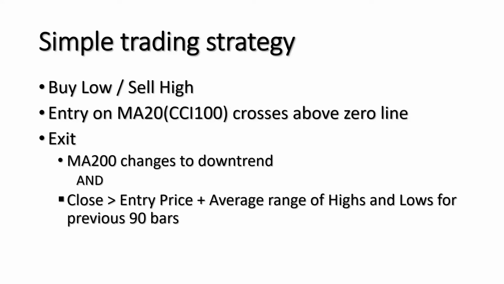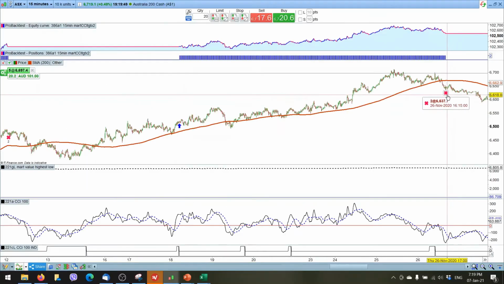In this strategy, we're going to enter on the moving average of the CCI 100, the moving average 20. When that crosses above the zero line, that's when we enter the trade. That gives some indication that the price is moving in a more positive range. And I'll talk about the exit shortly. And selling high. In this example, you can see we did that.